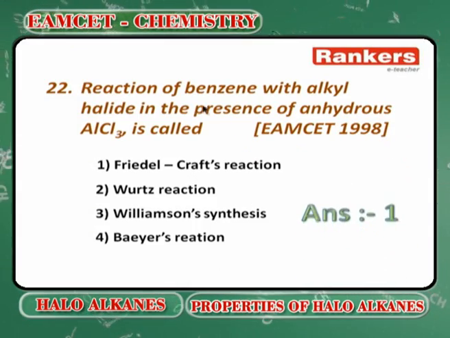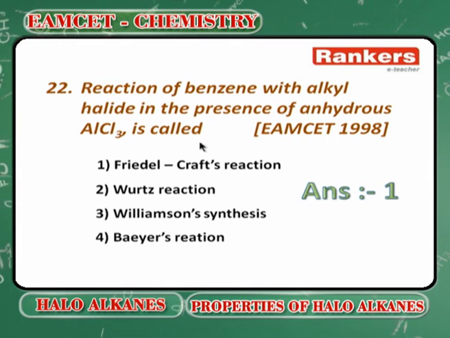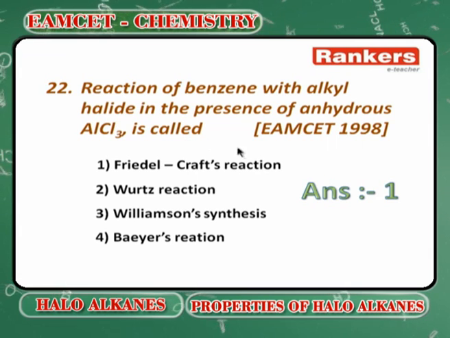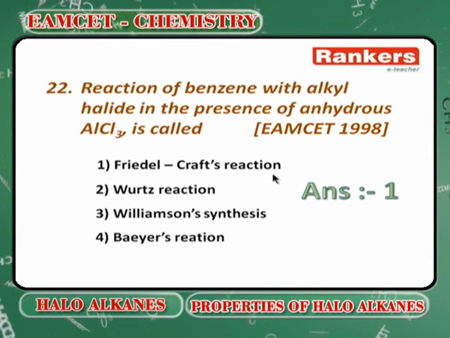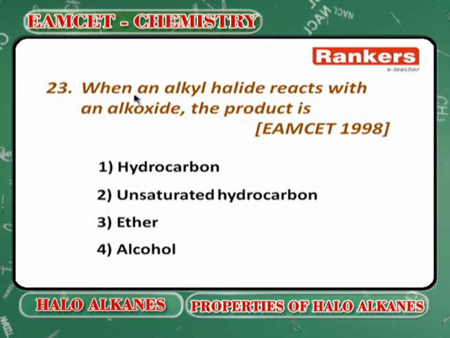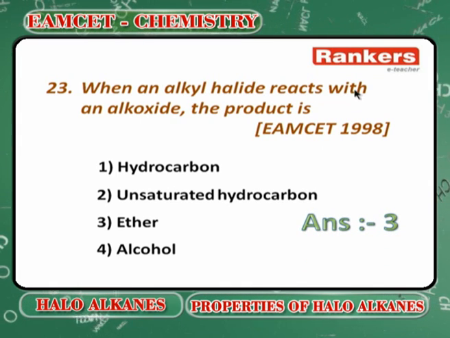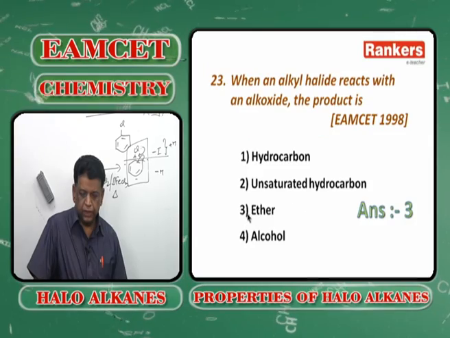reaction of benzene with alkyl halide in presence of anhydrous aluminum chloride, as shown. The alkylation of the benzene takes place, and this reaction happens to be a Friedel-Crafts alkylation reaction. Answer 1 is right. Next, when an alkyl halide reacts with an alkoxide, ether is coming. So, the answer is ether. Third answer is right.